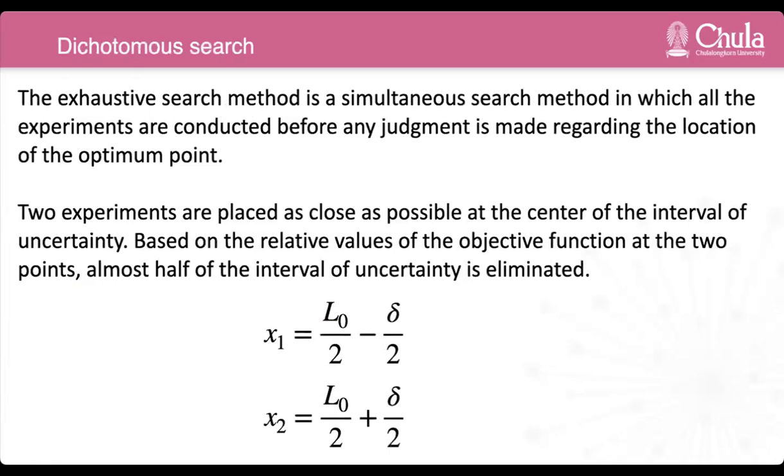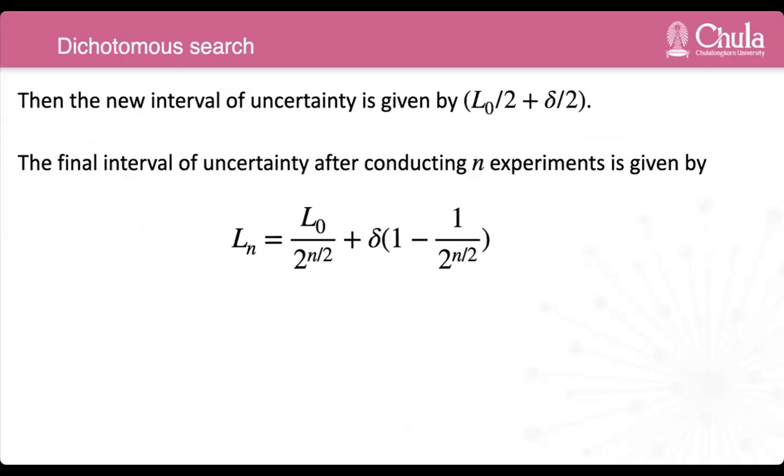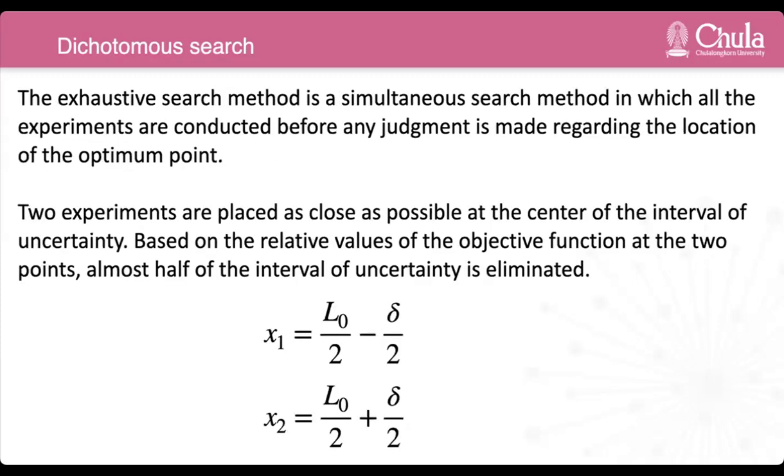Okay, the next one is what we call dichotomous search. For dichotomous search, we specify x1 and x2. Okay, it's based on delta. We need only 2 experiments, 2 evaluation points, which are at the center. Let's say the same, our starting interval is L0, from xs to xf. Okay, it's L0, right? So we focus at the center, at the middle. And the middle is half of L0, right?